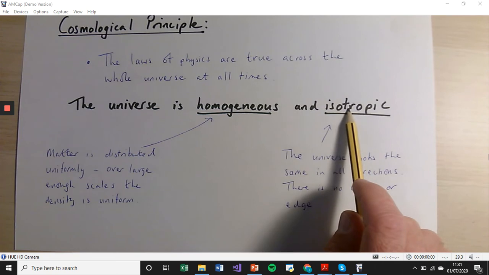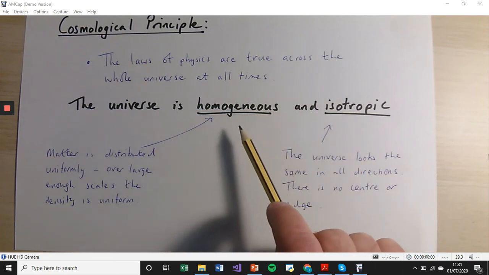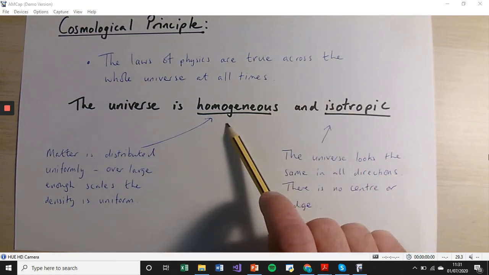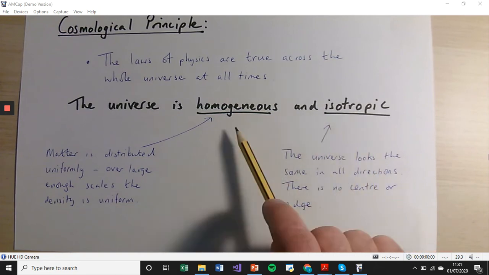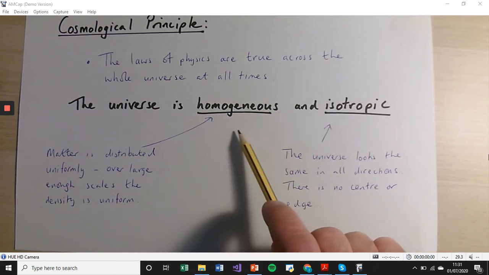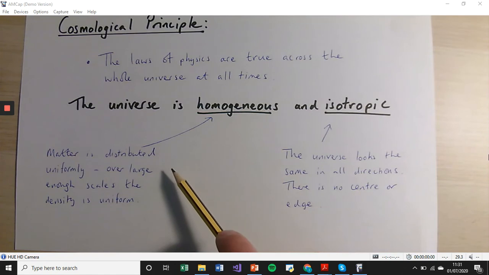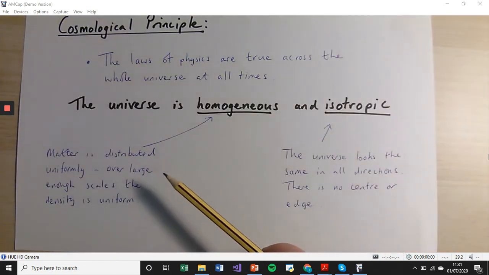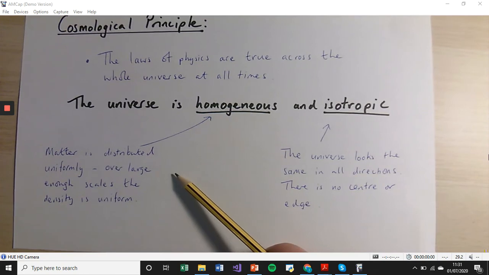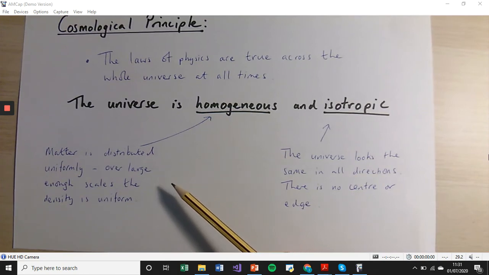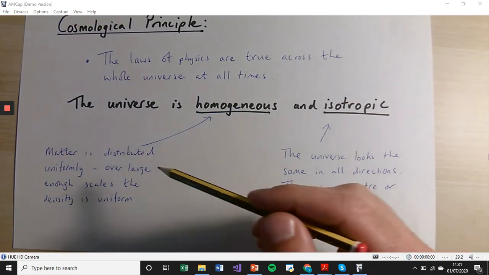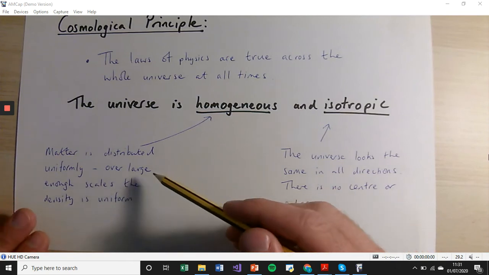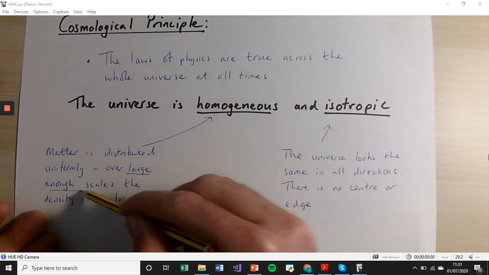Because the laws of physics are the same everywhere, the universe is homogeneous and isotropic. This homogeneous term means that matter is distributed uniformly all over the whole universe. So this means the density is kind of constant wherever we look in the universe. The universe is kind of the same everywhere. This only applies over big scales.